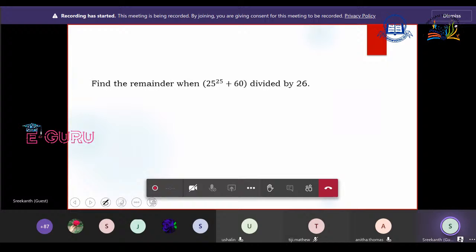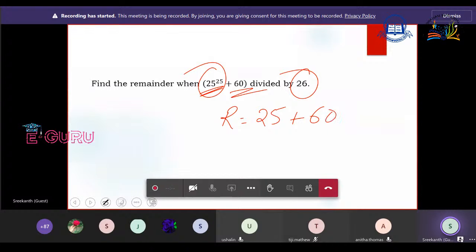So next question: this is raised to an odd power divided by n plus 1, right? When we are dividing with the next number, we know that the remainder is the base value. So the remainder is 25 only. And now this plus 60 is there, so we have to add that 60 as well. Now we are getting 25 plus 60, which is greater than 26, right?